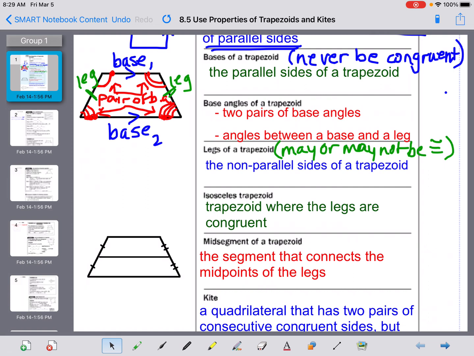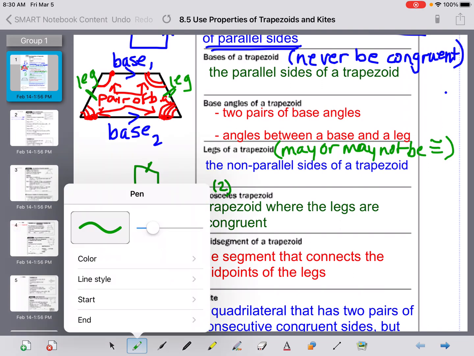All right, so we get to an isosceles trapezoid, the trapezoid where the legs are congruent, okay? Remember isosceles, when we had isosceles triangles, there were two sides congruent. So when we have isosceles trapezoid, there's two sides congruent, and it's the legs, okay? So you'll often see it drawn something like this, and you'll see those marks right there. The bases still will never be congruent, but the legs can be, and if they are, we call it an isosceles trapezoid.